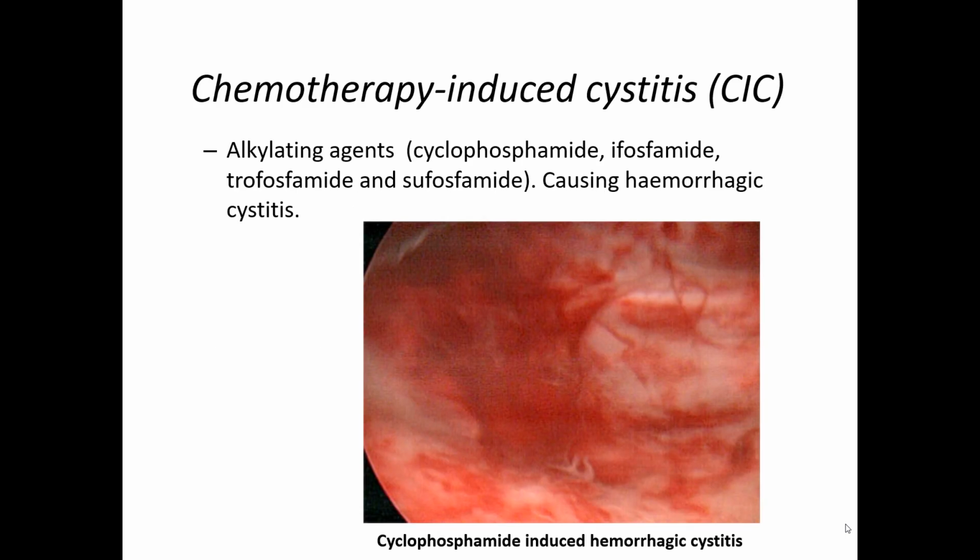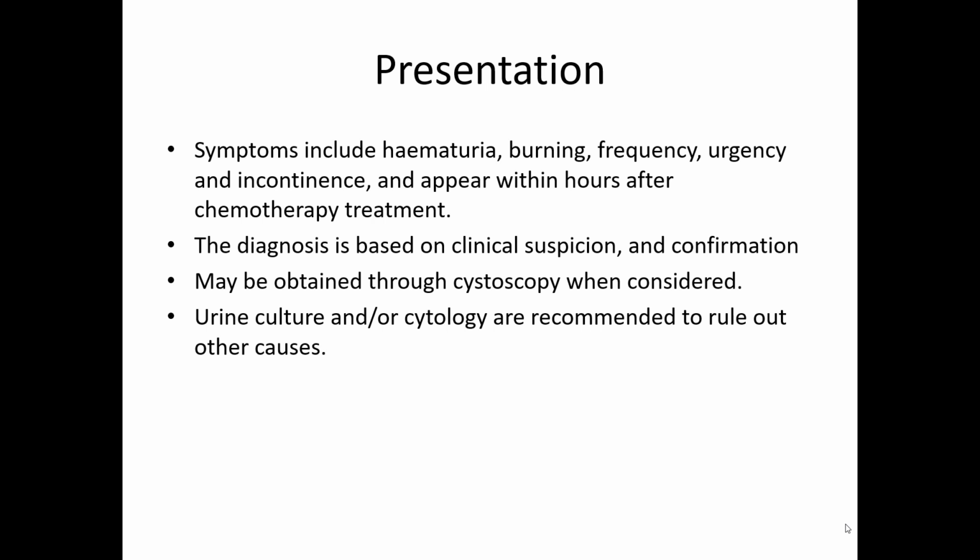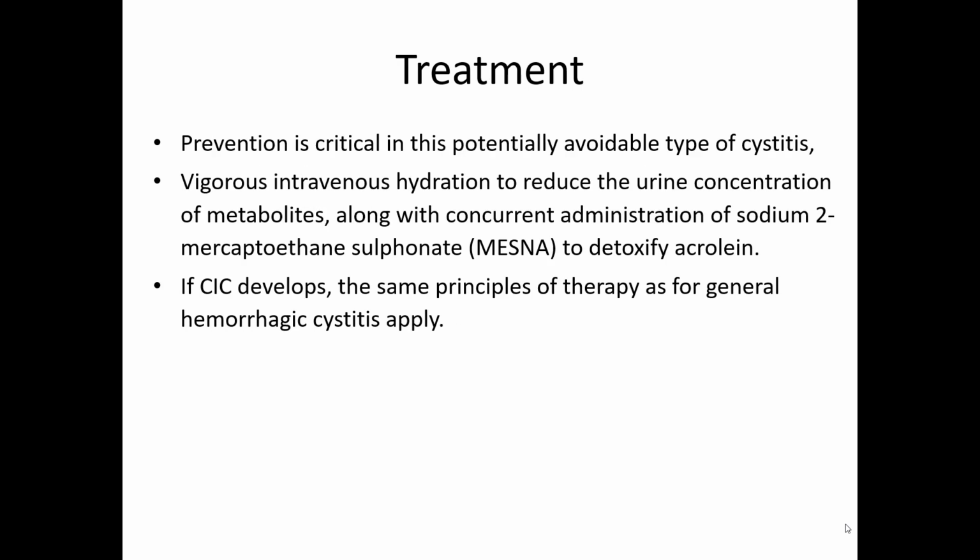Chemotherapy-induced cystitis is caused by alkylating agents. On top is cyclophosphamide. You just need to know cyclophosphamide; the others are just for interest. Anybody who wants to read about the other drugs: ifosfamide, trofosfamide, and others, causing hemorrhagic cystitis. Symptoms are the same as before, and the treatment is a repeat of the previous treatment.